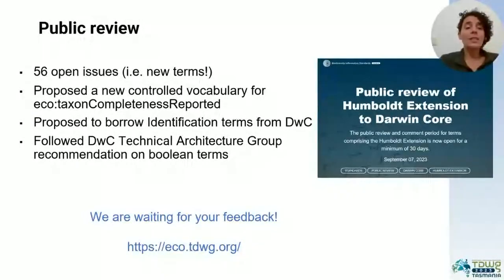For now, we have 56 open issues, including new terms, based on feedback that we've gathered over the last few weeks. We proposed a new controlled vocabulary for one particular term. We also proposed to borrow identification terms from Darwin Core instead of having our own terms for the extension. And we are also now following the Darwin Core Technical Architecture Group recommendations on Boolean terms. The public review is still open. We are definitely waiting for your feedback. I encourage you to go and take a look at the whole vocabulary and share your thoughts. You can go to the landing page, eco.tdwg.org, and share your thoughts.